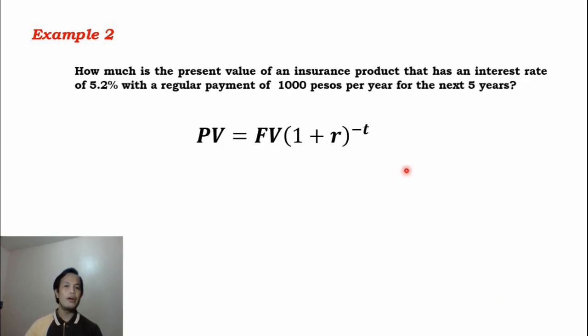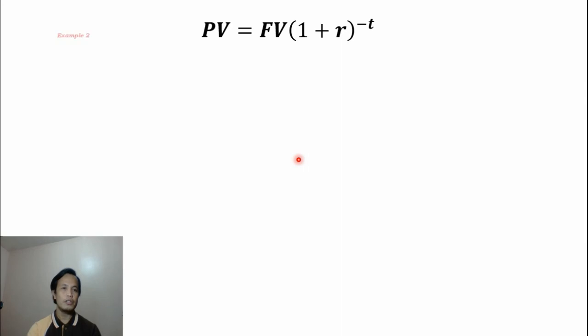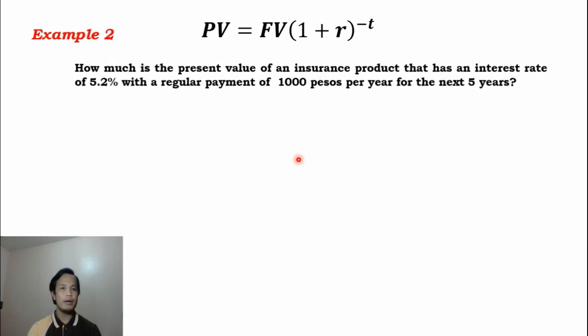If you still remember, we have this formula for the present value for the compound interest. As you can see, we do not have the n here because, as I've said, the n is equal to 1. So we have here the present value is equal to the future value times 1 plus the r raised to negative t. So we are told to find the present value. We will be using this formula. This is now the formula for annual compounding period, meaning annual, once a year. So let's proceed.